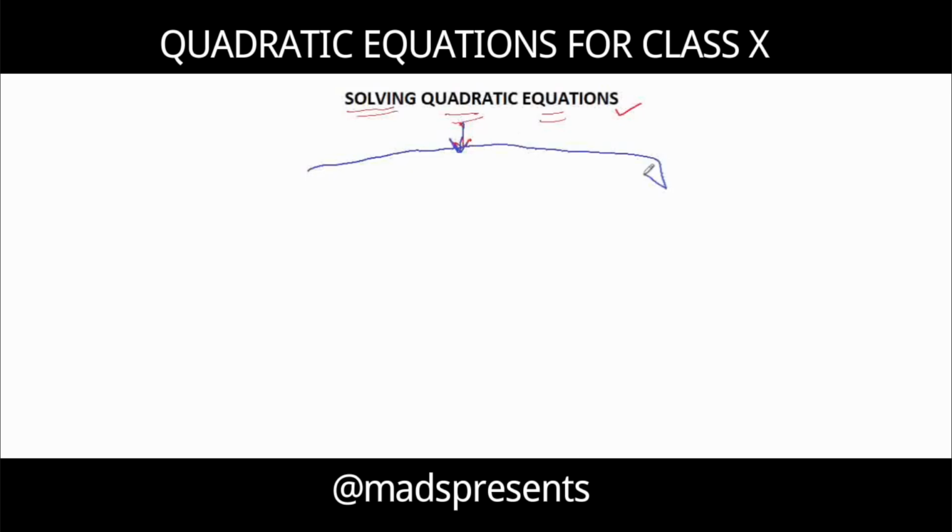Two different methods are here. The two prominent methods are: one is splitting the middle term, also called the factoring method, factorization. And the second method is the quadratic formula, using the quadratic formula.